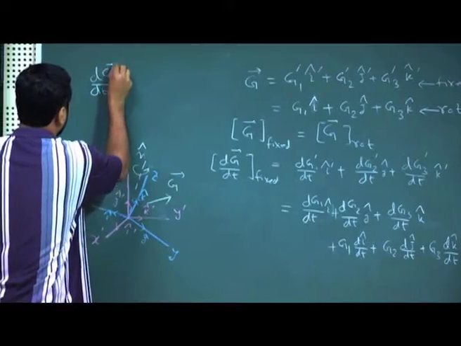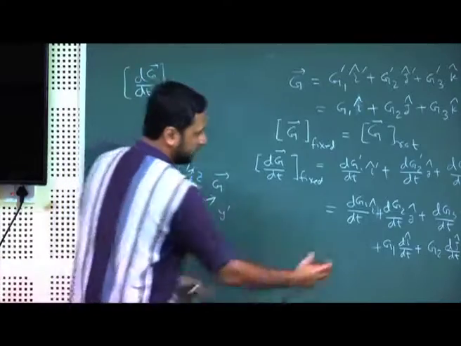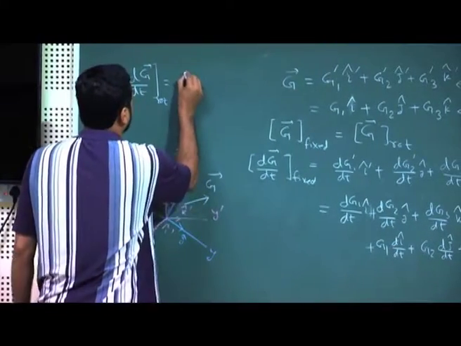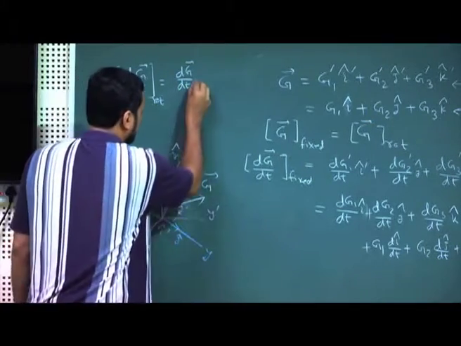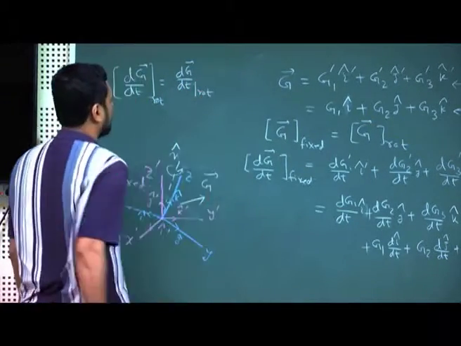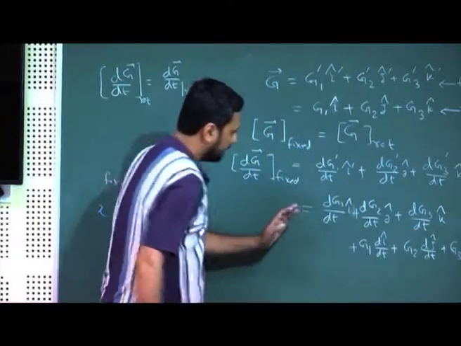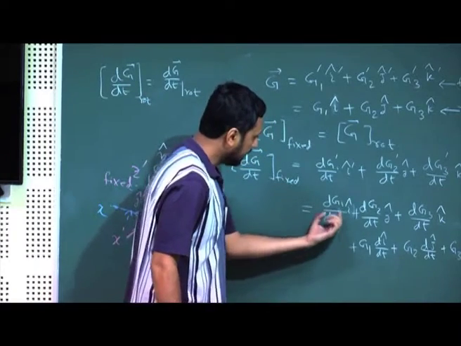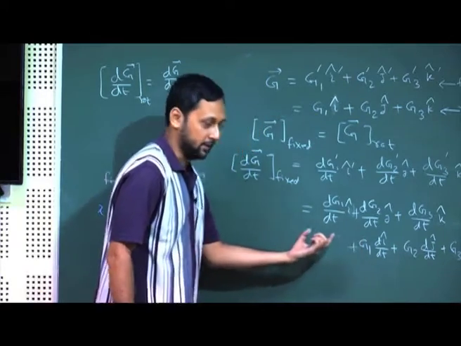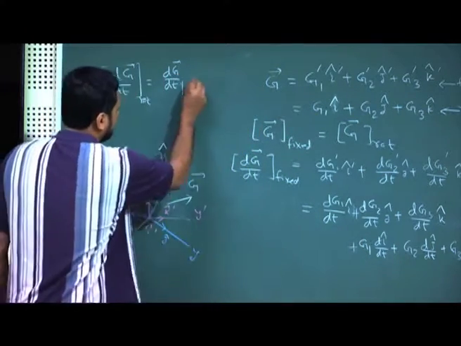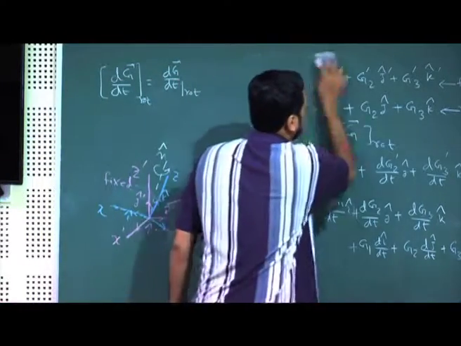if we now write dG/dt rot separately, we see that dG/dt rot is equal to, the first three terms is nothing but dG/dt with respect to the rotating frame, right. Look at the first three terms. It is the time derivative of the instantaneous representation of the vector in the rotating frame. And for the other three terms, we have to see.